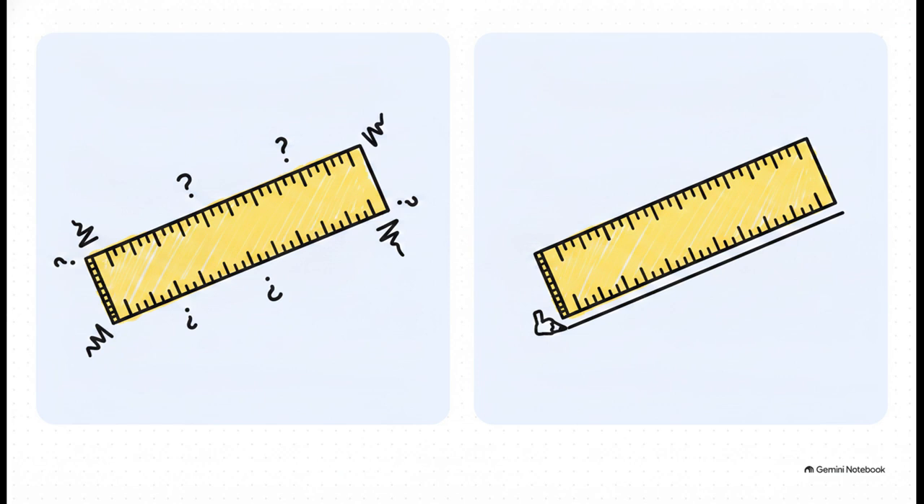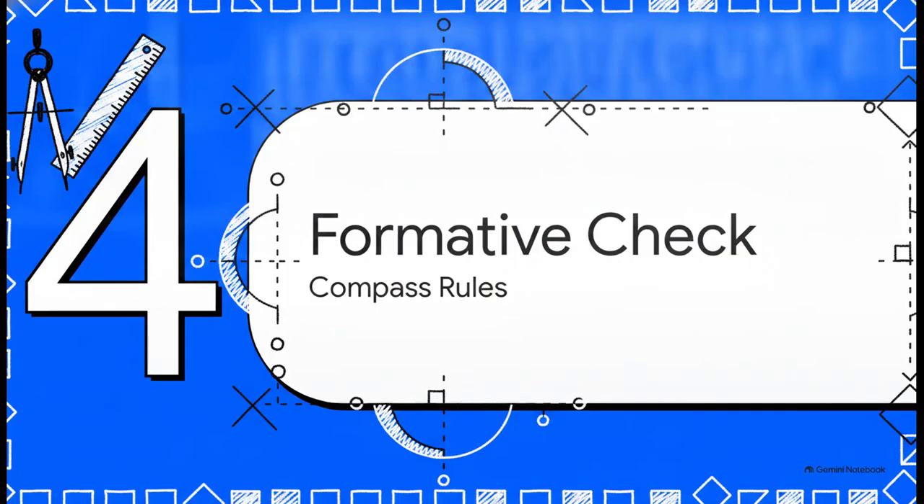All those little numbers printed on it, you gotta pretend they just don't exist. Using the ruler to measure distances with numbers totally breaks the purity of the construction. Basically, a ruler tempts you to measure, a straight edge forces you to prove. All right, Section 4, Formative check.